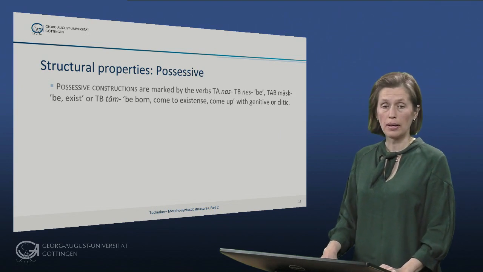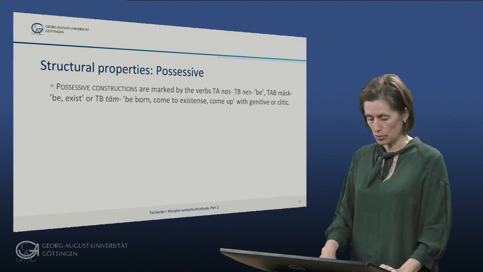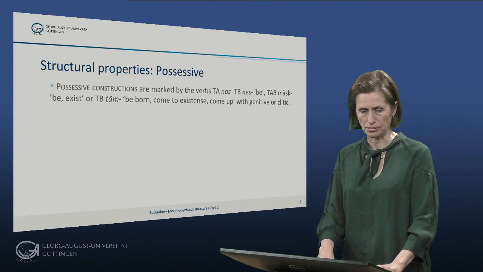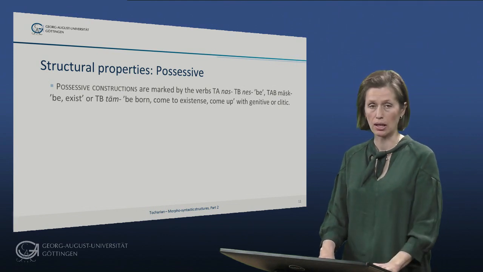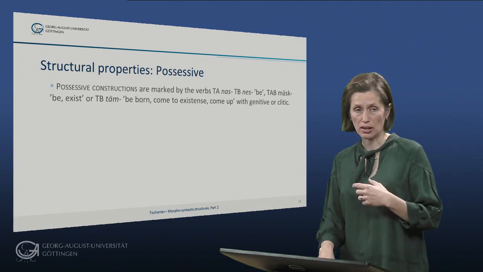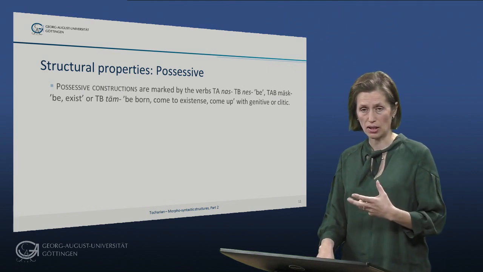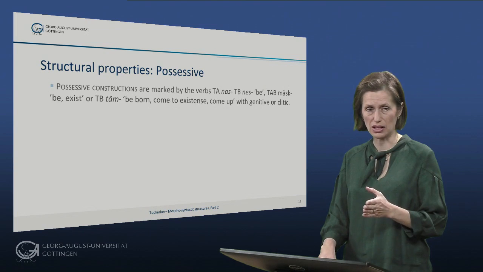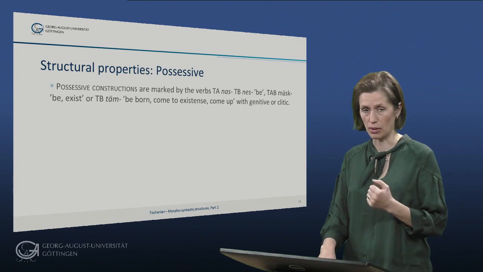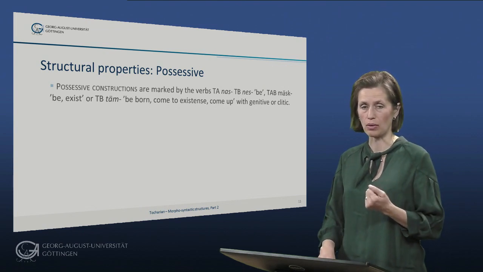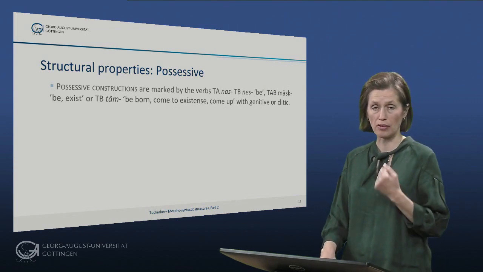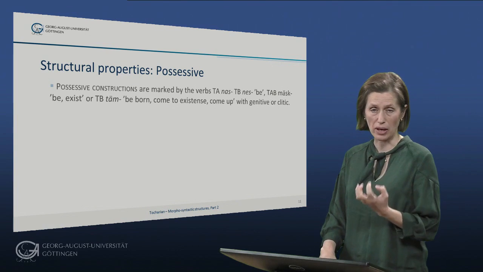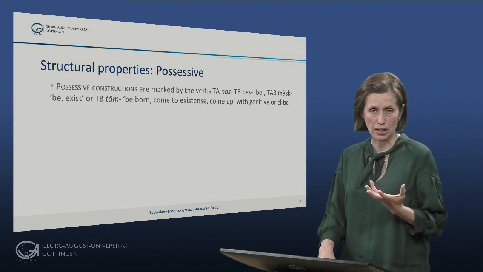So, if we move over to structural processes, to the possessive. Even if non-canonical case marking is rare, Tocharian is clearly a 'there is to me' language rather than an 'I have' language. This is a very important distinction between languages of the world, whether they have a verb for have, to have something, like we have in English.